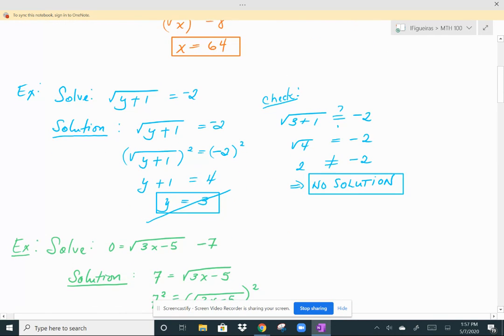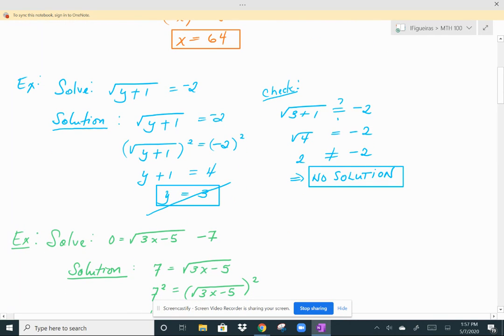Okay, so now here's another example in blue. We have the square root of y plus 1 equals negative 2. So again, you want to square both sides. My radical is already alone, so square both sides. I get the square root of y plus 1 raised to the second power equal to negative 2 raised to the second power. Well, the square root of y plus 1 squared is just y plus 1. Negative 2 squared is 4. Then subtract 1 from both sides, we get that y is equal to 3.